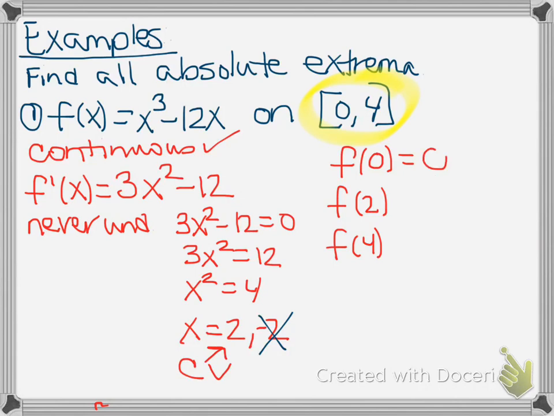Plug in 0, 0, right? 0 cubed minus 12 times 0 equals 0. Now I plug in 2. 2 cubed, 8. 2 times 12, 24. 8 minus 24, -16. Plugging in 4. 4 cubed.